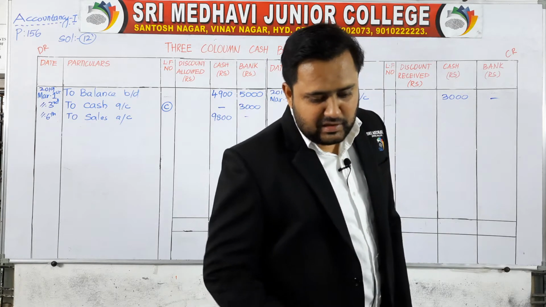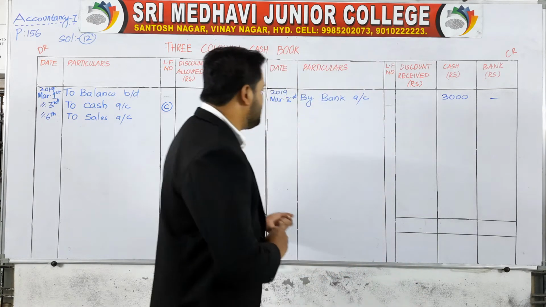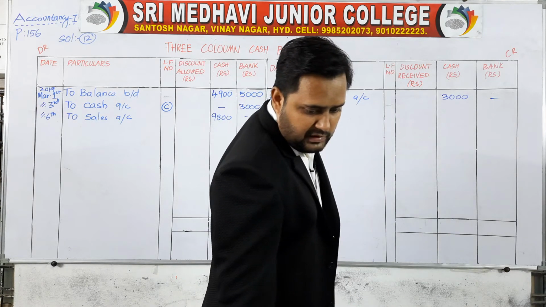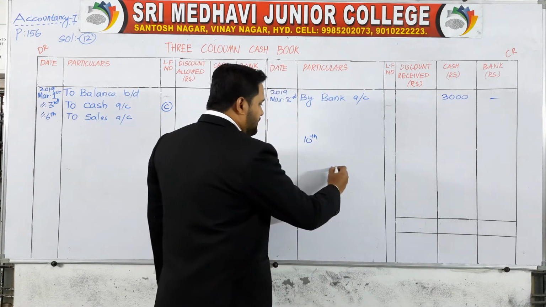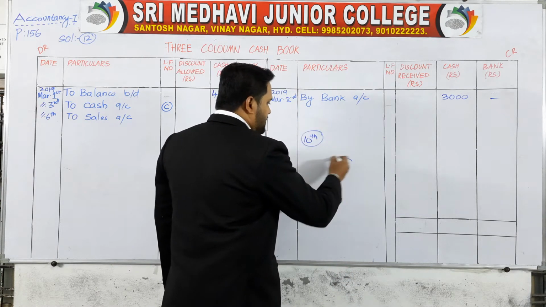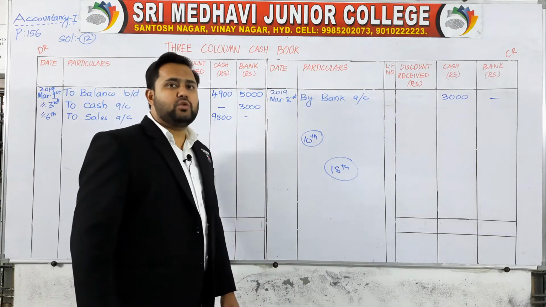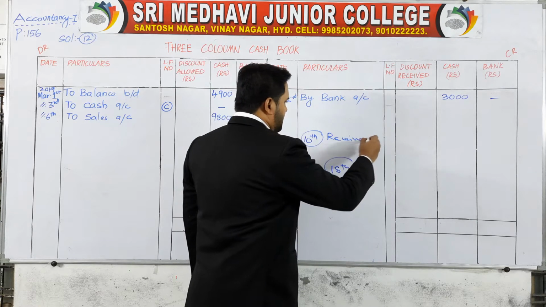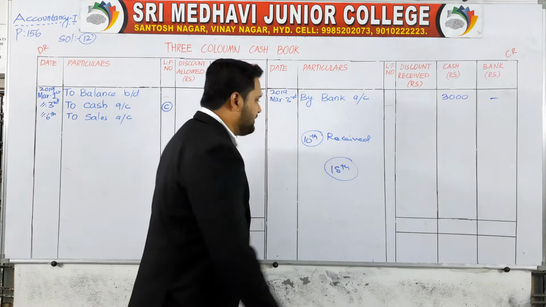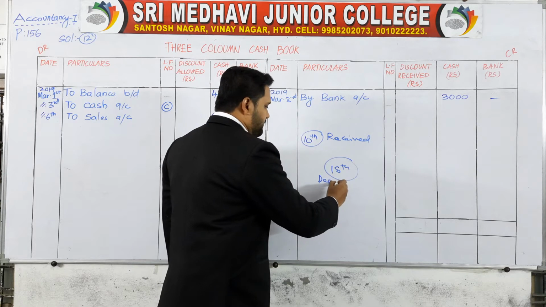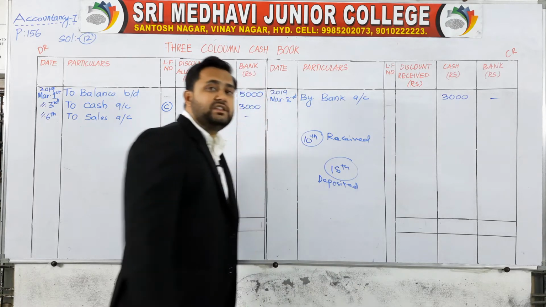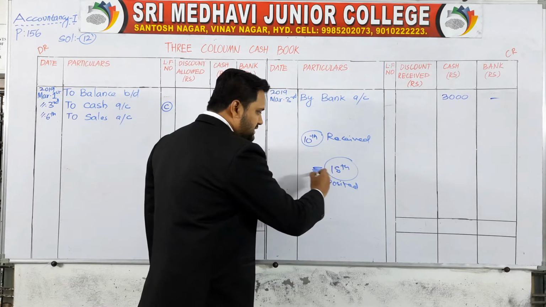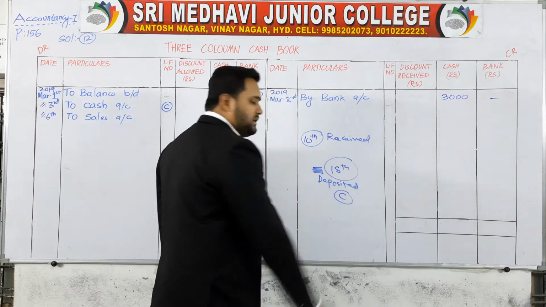On date 18th, he has deposited the cheque, which means he received the cheque on 10th, and the same cheque he has deposited on 18th. Are both dates the same? No. He received the cheque from Reddy on 10th and deposited it on 18th. So the date 18th entry is going to be a contra entry.